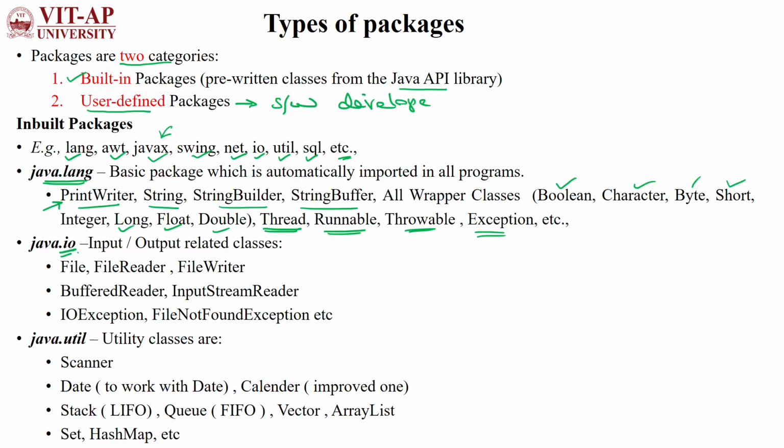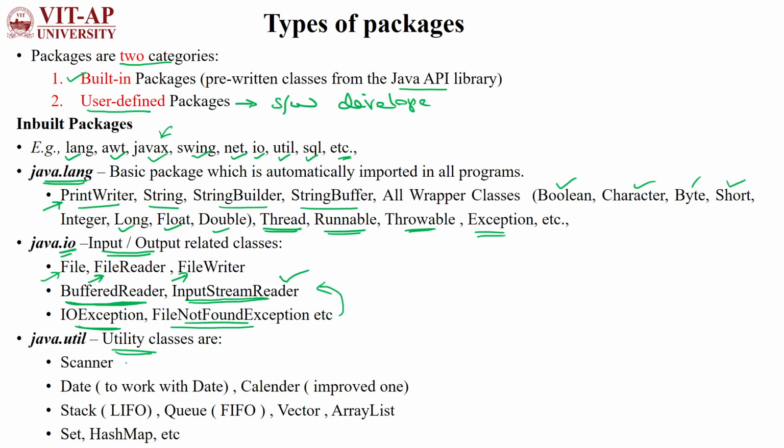And the input output package has the classes related to input and output, right? Reading the file, here FileReader, and writing the file, FileWriter. Here also InputStream, reading the data. And here also InputStreamReader, another type of reading class. And IOException, FileNotFoundException, these all come from the IO package.